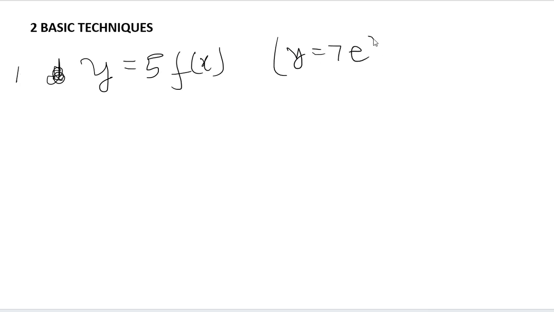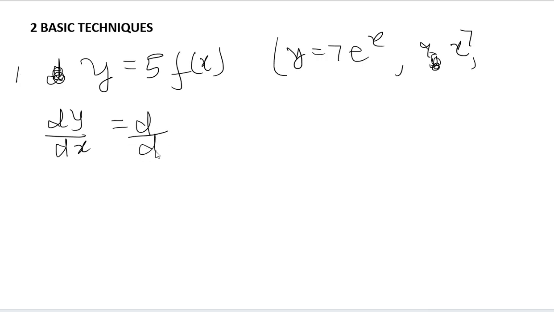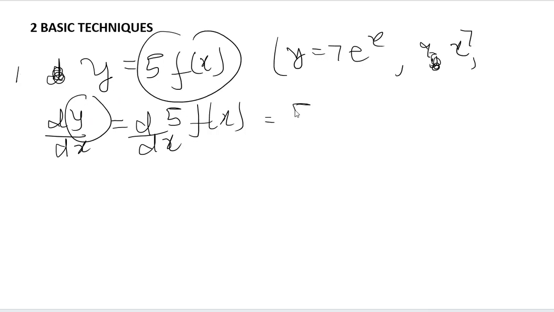The first one is, suppose my y is some number into, say, f of x. Say something like y is 7 into e raised to x, or y is 9 into x raised to 7, something like that. So that time what we have to do is dy by dx will become d by dx of 5 f of x. We replace y by whatever is over here, and now we remove the number out and we focus on the x part.